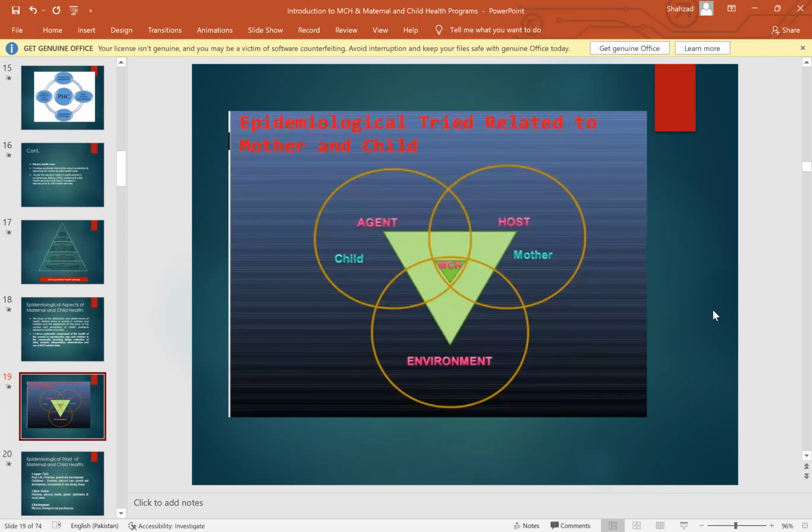If we see the epidemiological triad related to mother and child, the agent in it is the child, the host is the mother, and then there is the environment.